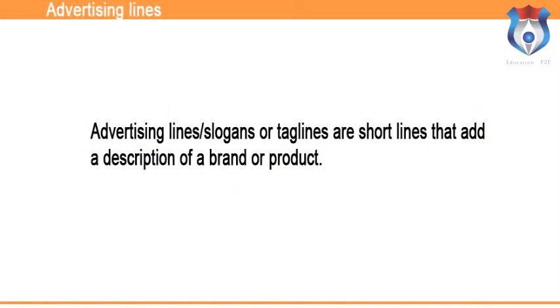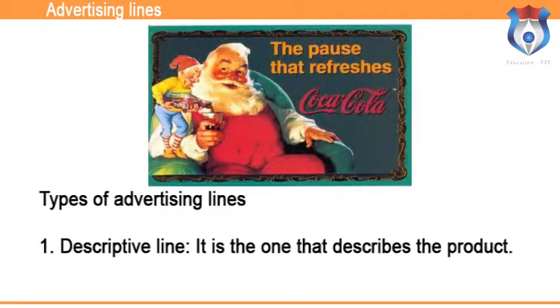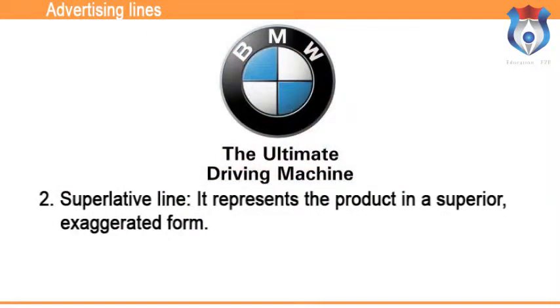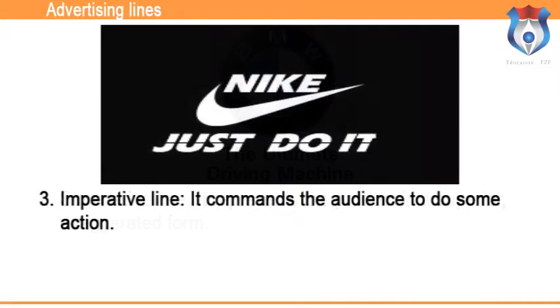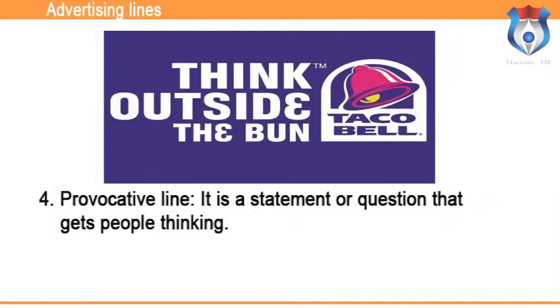Advertising lines. Advertising lines or slogans or taglines are short lines that add a description of a brand or product. There are different kinds of advertising lines that perform different functions. Descriptive line. It is the action that describes the product. Superlative line. It represents the product in a superior, exaggerated form. Imperative line. It commands the audience to do some action. Provocative line. It is a statement or question that gets people thinking.